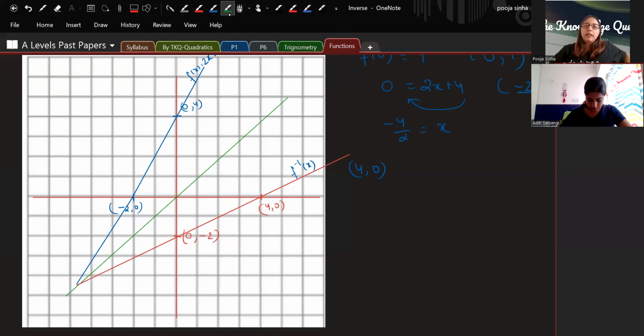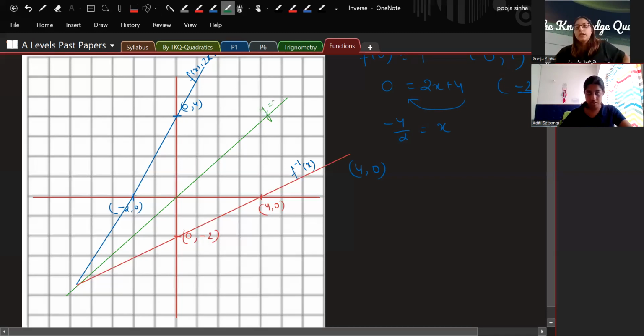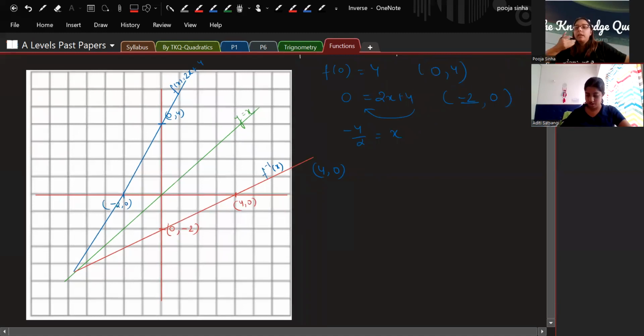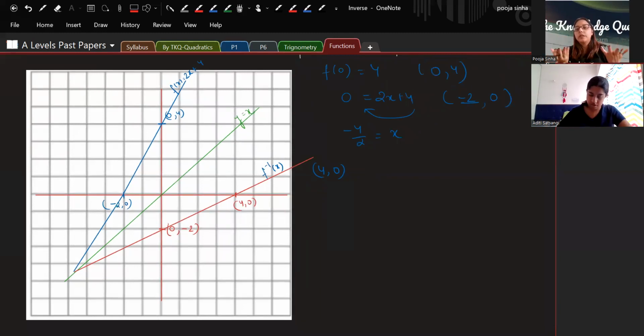The middle one is y equals x. Why am I doing this? Because we are reflecting the line f(x) equals 2x plus 4 over y equals x, and that is what an inverse function means. I think I might have made a mistake; f(x) is equal to 2x plus 4. Because I'm sketching it, I don't have exact coordinates. We will need the exact points for this.